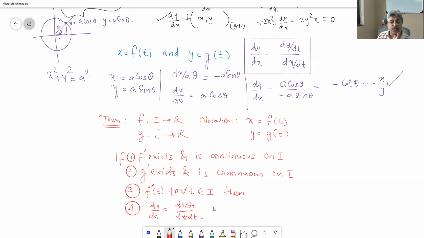So this is the theorem which will allow us this parametric differentiation. So a few minutes later I will write down the proof.